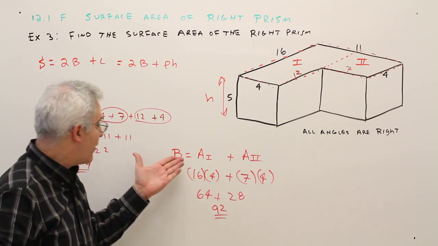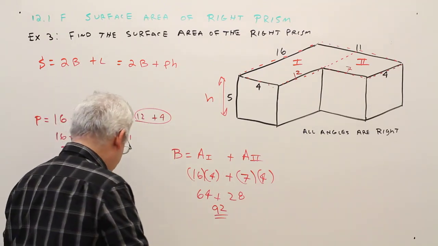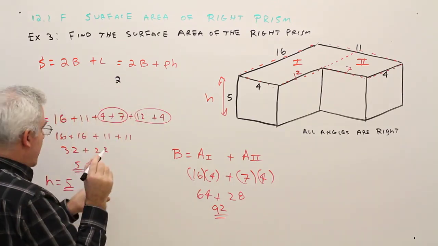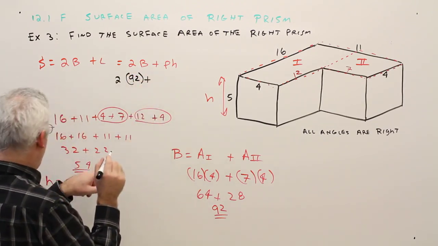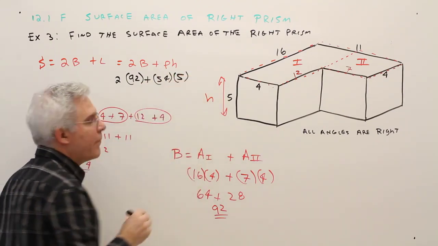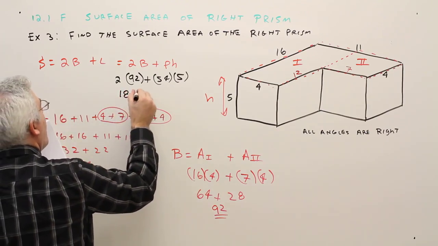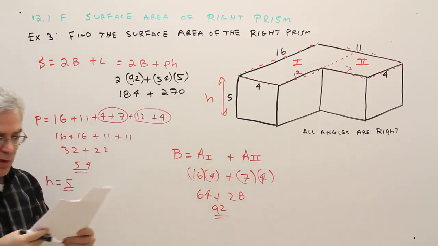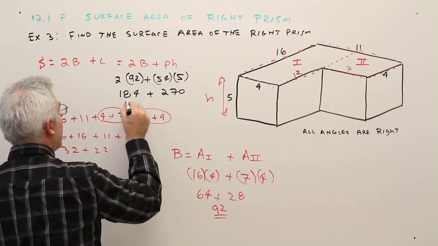And then again, once I've got the B, the P, and the H, I'm ready to just put them into the formula. All right, so it's going to be 2 of the 92s plus the perimeter, which was 54, times the height, which was 5. I worked these out previously. So it's going to be 184 plus 270, which sums to 454. So I'll just put my answer right here.